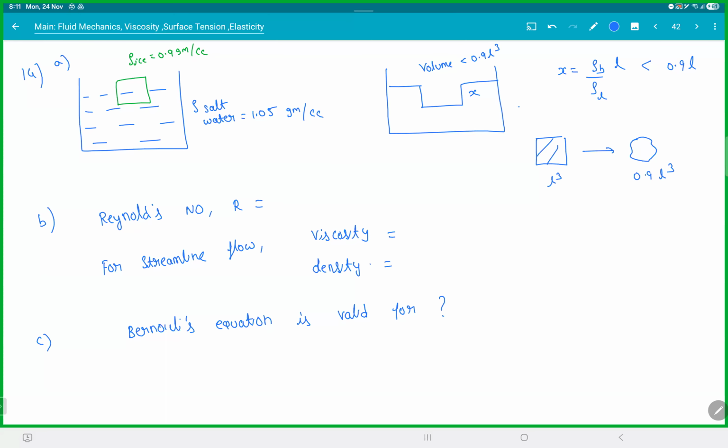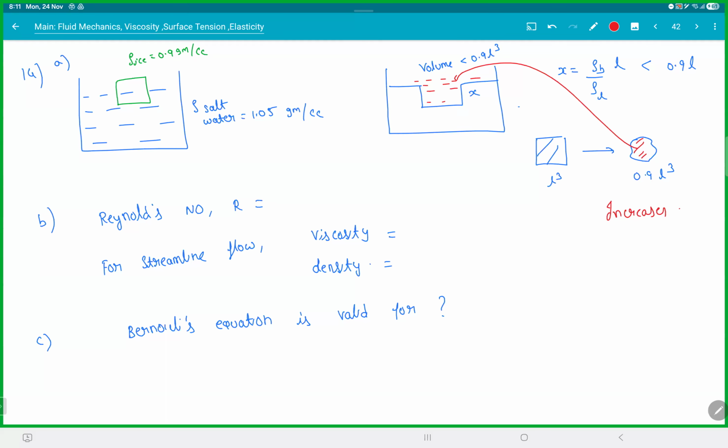So what will happen? If you remove the ice block, the cavity's volume is less than 0.9 L cube. But when it is melting, and if you take this water now and pour it back into this cavity, won't it overflow? Right, so it increases. Check out the class notes. We did it for 3 cases: rho less than 0.9, greater than 0.9, that is less than 1, greater than 1, and equal to 1.